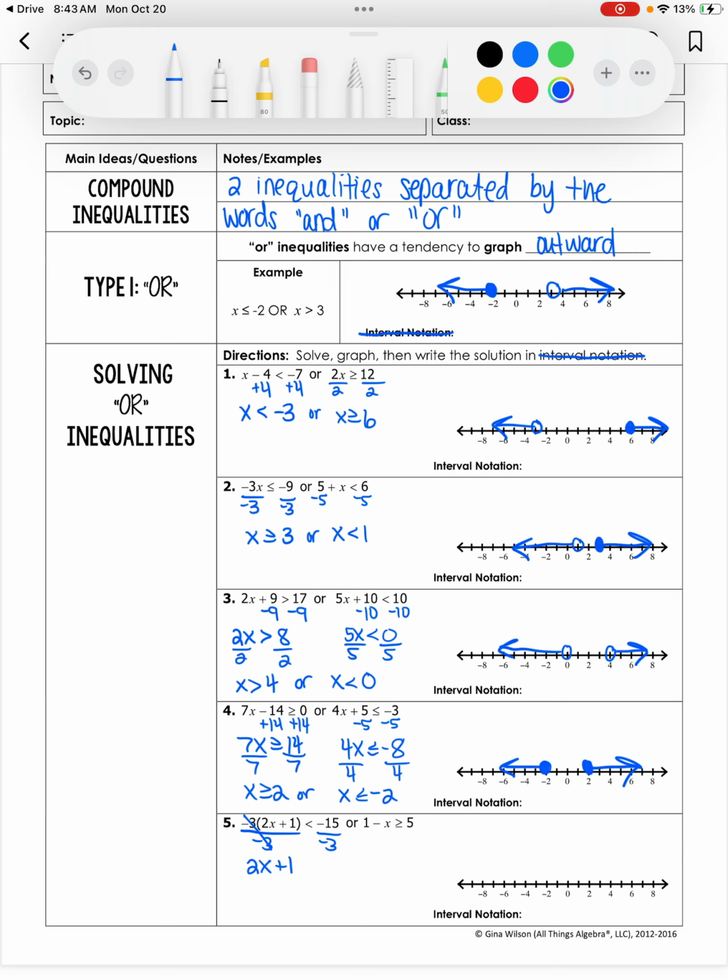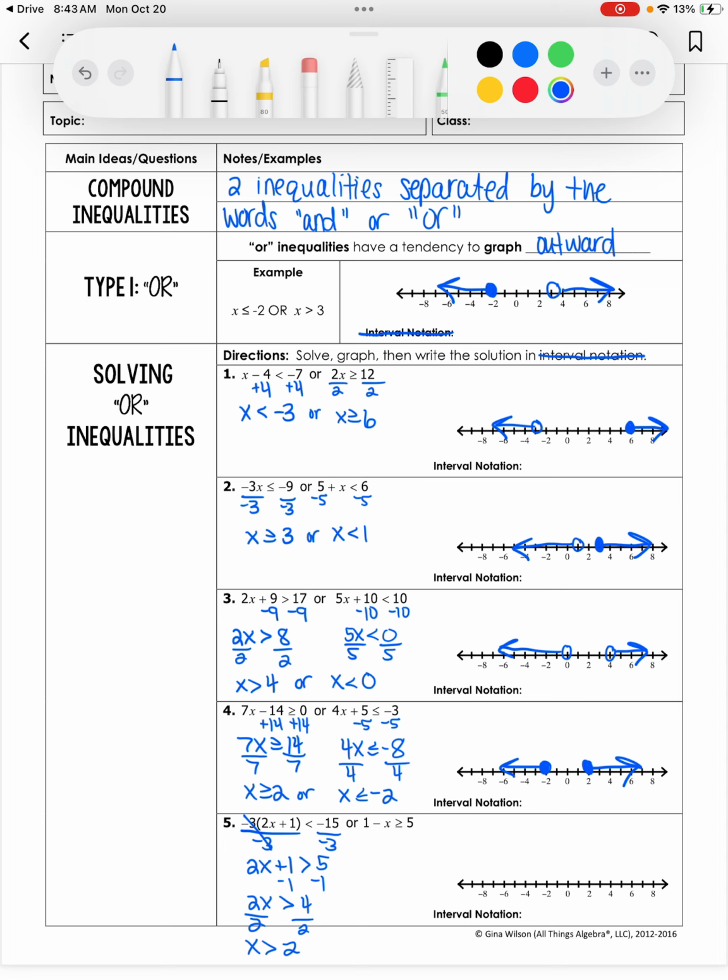But don't forget, we did divide by a negative here, so the symbol is going to change directions. And then we get 2x plus 1 is greater than 5. Subtracting 1 from both sides, we get 2x is greater than 4. Dividing by 2, and we get x is greater than 2 as an answer.